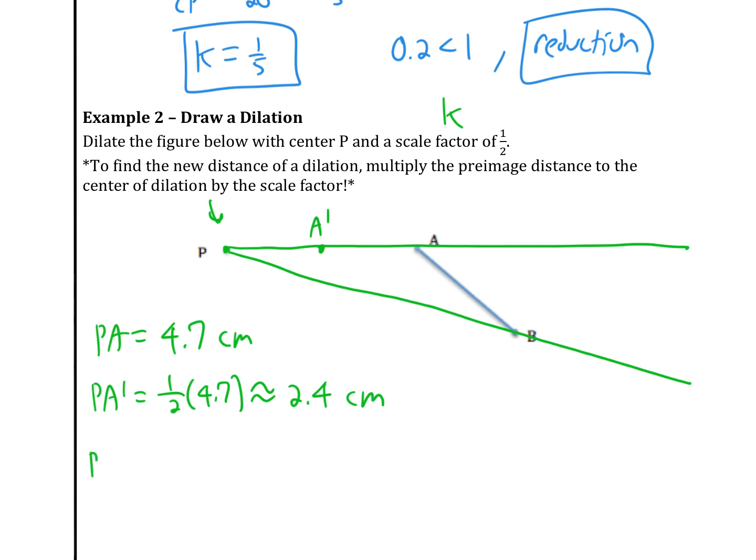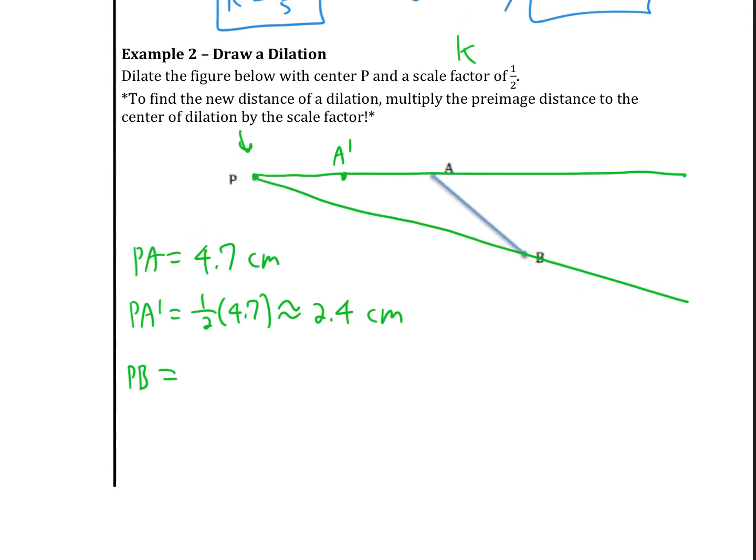Let's talk about PB. Why don't you guys go ahead and measure PB really quick? What do you get? For PB, I got about 7.5 centimeters. We do the same thing. We are scaling it using the scale factor, and you'll see why in a second. So PB, if you do 1/2 of 7.5, you're going to get approximately 3.8 centimeters.